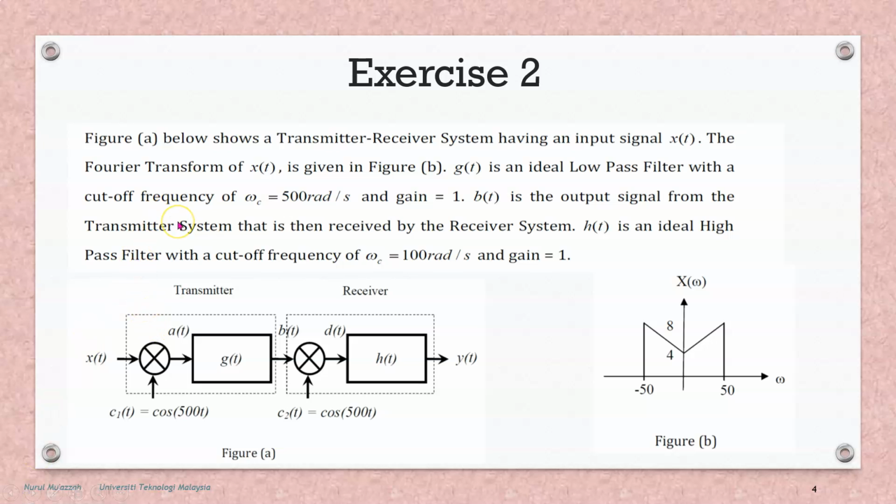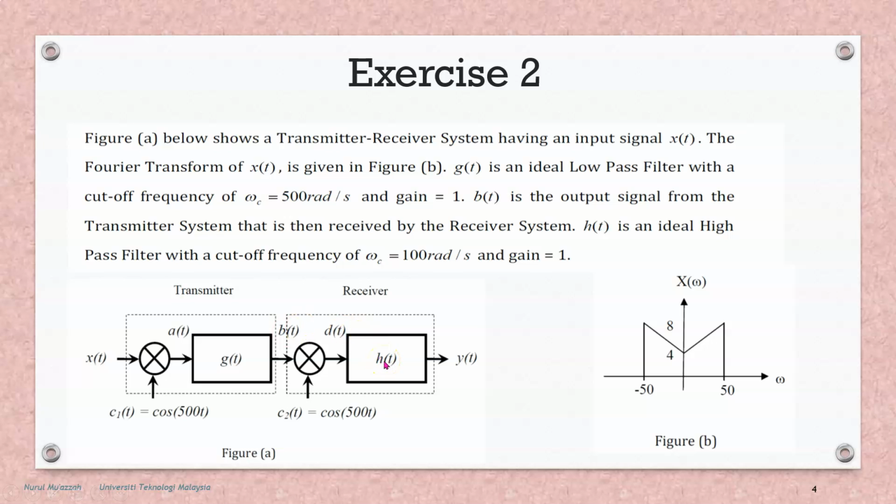Exercise 2, this also comes from a past year question, but I can't remember. I think it's before 2013. Figure A below shows a transmitter-receiver system having an input signal x, and the Fourier transform of xt is given in figure B. So this is the spectrum of xt, and gt is an ideal low-pass filter with a cut-off frequency of omega c equal to 500 and gain equal to 1. And bt is the output signal from the transmitter system that is then received by the receiver system.